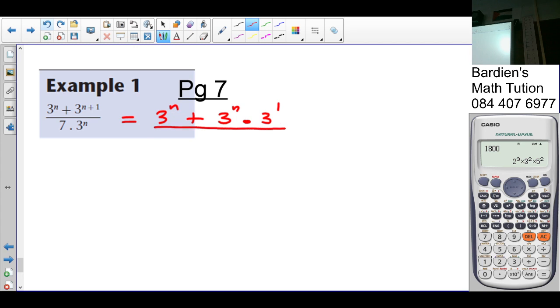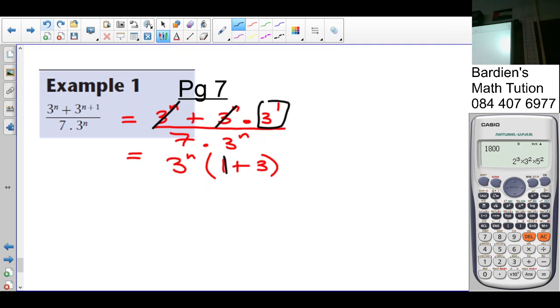So that is all over 7 times 3 to the n. What's the next thing we need to do? Factorize. And what is common here? 3 to the n. So let's take out 3 to the n as a common factor. What are we left with? 1 plus 3 to the 1. Remember we took out that as a common factor. We take the whole term out, we're left with the 1. Take it out, we're left with 3 to the 1. Okay, you all okay with that?